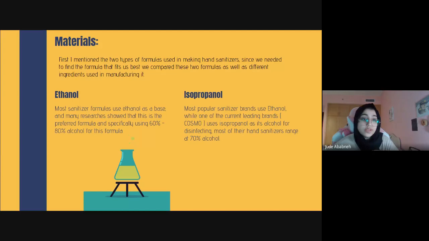Isopropanol, like ethanol, is used as a disinfection alcohol by one of the leading brands today, Cosmo, and most of its hand sanitizers have an alcohol content of 70%.